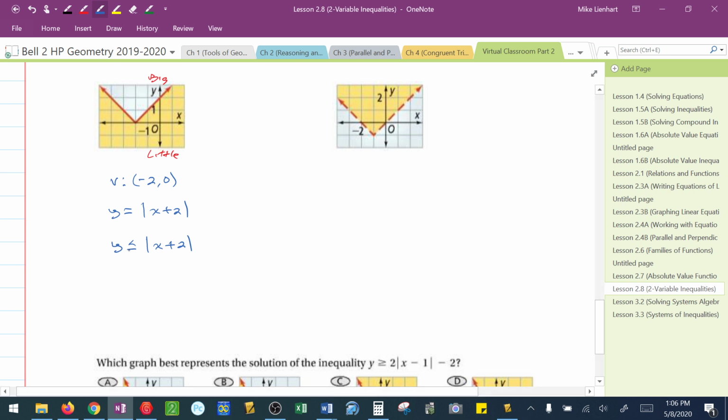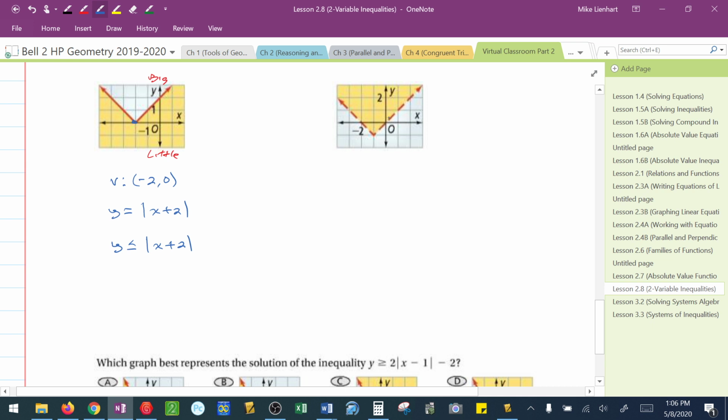Let's take a look at this next one. I have a vertex. Let me go back to the previous one. Why didn't I worry about stretches, compressions, or flips? The reason why I didn't was because from the vertex, I go right 1, up 1, right 2, up 2. It's not being stretched, compressed, or flipped. Similarly, the second graph does the same thing. It goes right 1, up 1, right 2, up 2. It's not being stretched, compressed, or flipped.